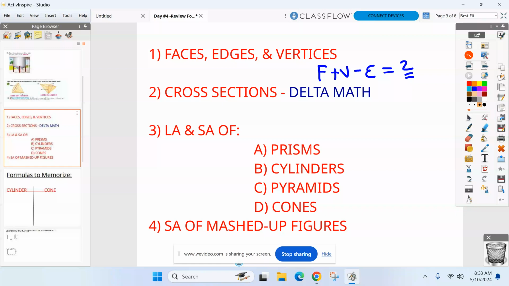There are no cross sections in your review, none. So I put together a Delta Math that's up there. I think I put like 10 questions about cross sections. Speaking of cross sections, here's why I need your Chromebook out right now.